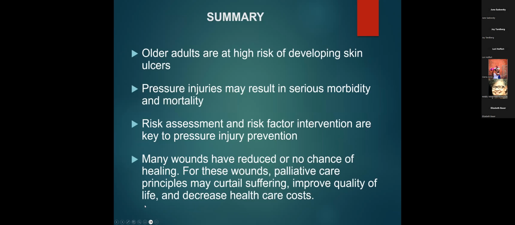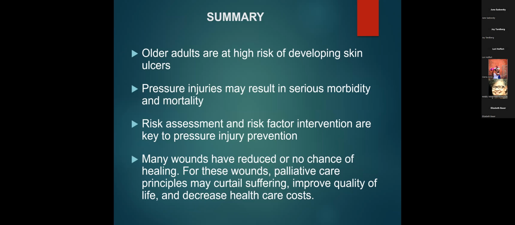Next slide, please. So to summarize, older adults are at high risk for developing skin ulcers for a variety of reasons. One being they have multiple chronic conditions. The other one is that their skin thins with aging, and they have a lot of falls. So we try to avoid falls, but once you're over the age of 75, you have a 1 in 2 chance of falling. Pressure injuries can result in serious harm and death, so those are important considerations.